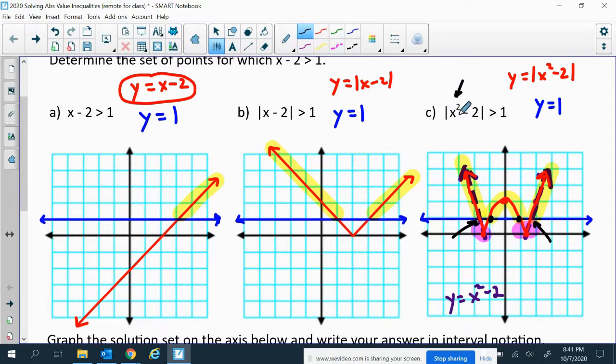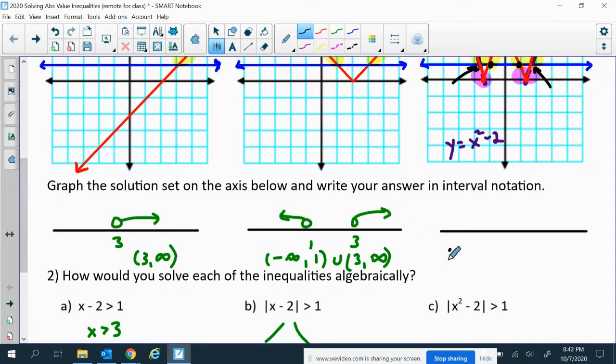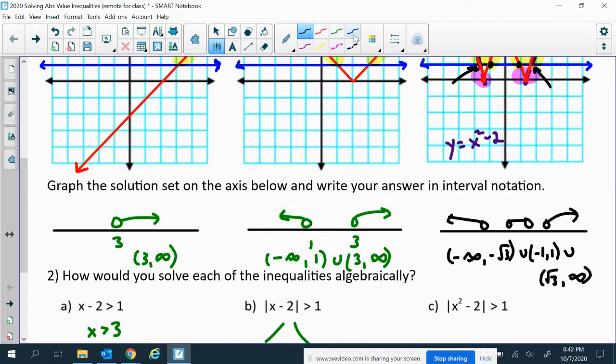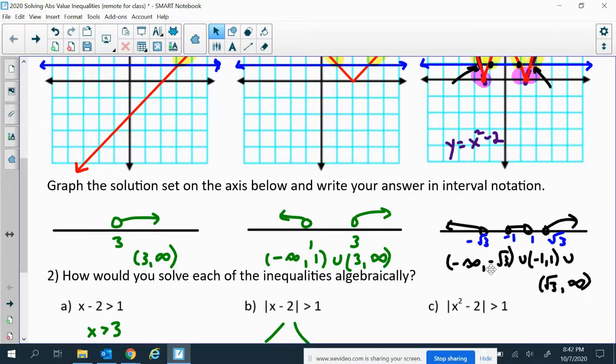What number is going to make this equal to 1? Well, if I plug in square root of 3 or negative square root of 3, if that gets squared, we get 3 minus 2, which is 1. So the intervals where this works are negative infinity to negative root 3, union -1 to 1, union root 3 to infinity. If I graphed this, this is kind of what it would look like: -1, 1, and positive root 3. So that would represent my solution set.